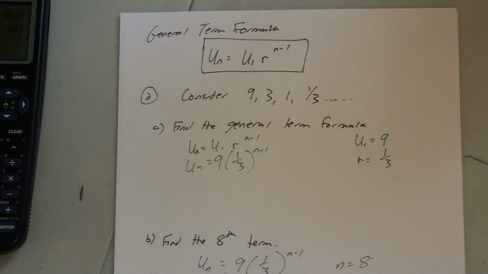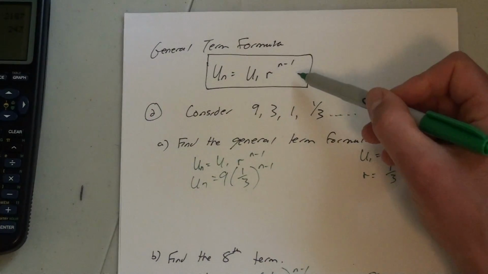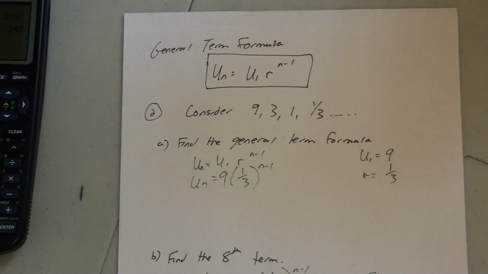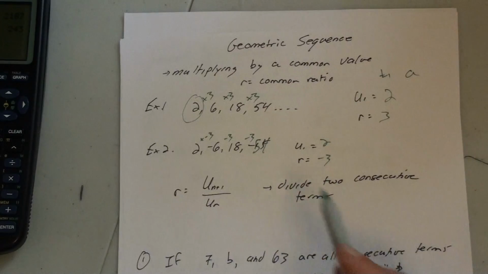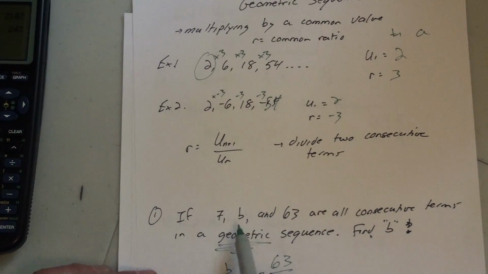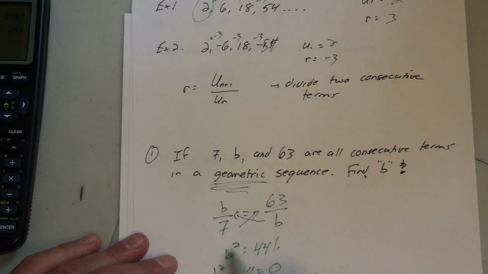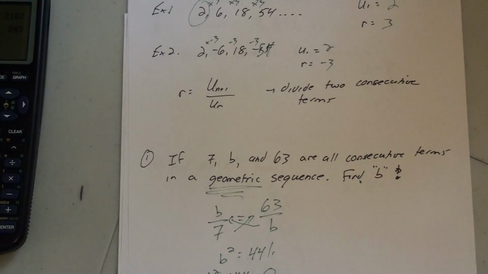Okay, this is a very short lesson on geometric sequences. This is your general term formula: Un equals U1 times R to the n minus 1. And you have the R formula where you're dividing two consecutive terms. It can be useful in finding unknown values in a sequence. And also remember, anytime you have a squared in an equation, that is quadratic, and you'll have to rearrange it and factor or use the quadratic formula.